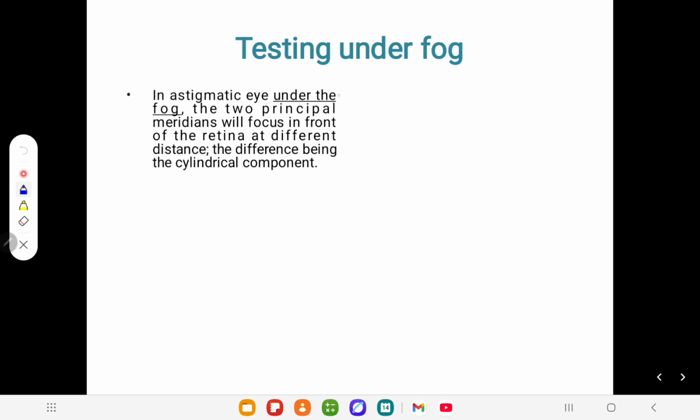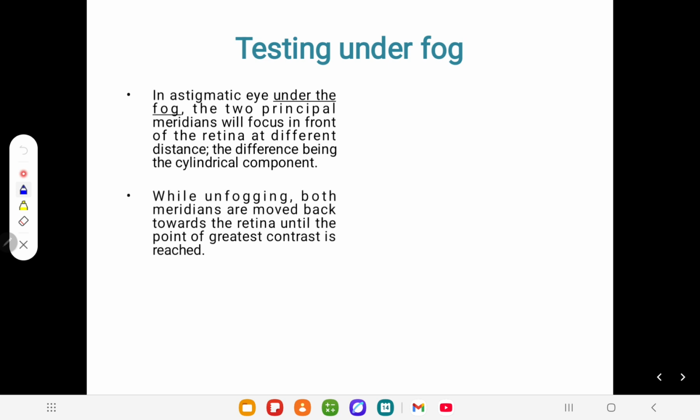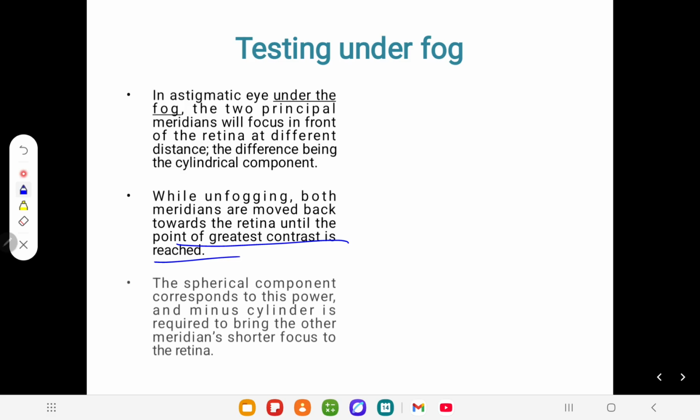In an astigmatic eye, under the fog, the two principal meridians will focus in front of the retina at a different distance, the difference being the cylindrical component. While unfogging, both meridians are moved back towards the retina until the point of greatest contrast is reached. The spherical component corresponds to this power, and the minus cylinder is required to bring the other meridian to shortest focus.